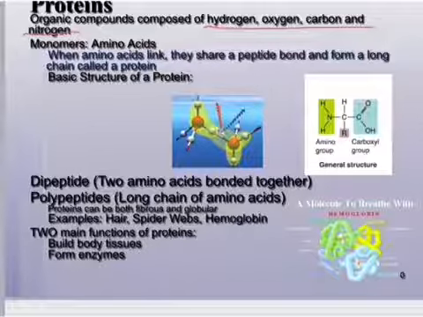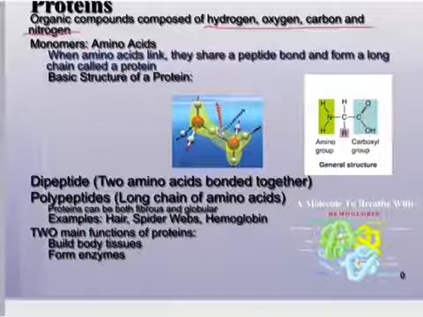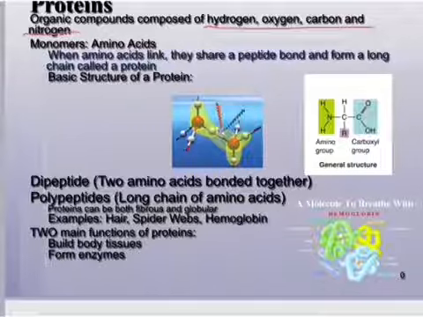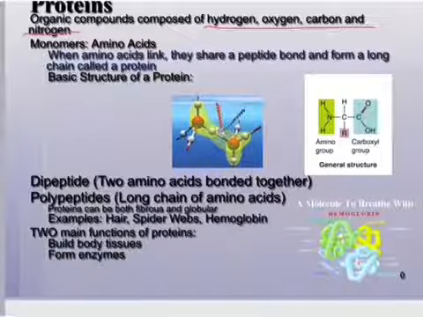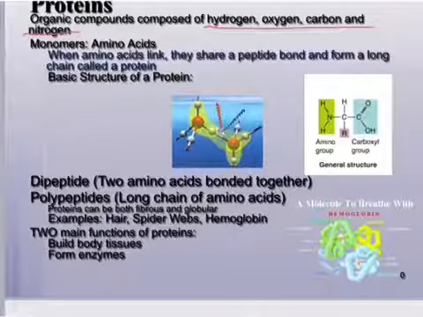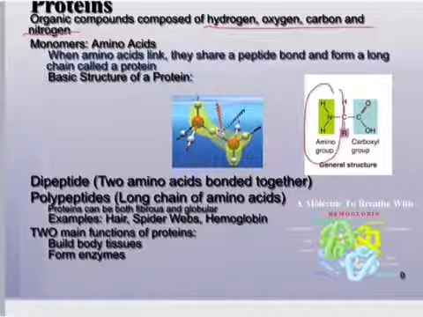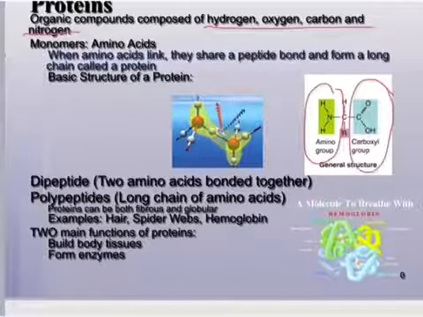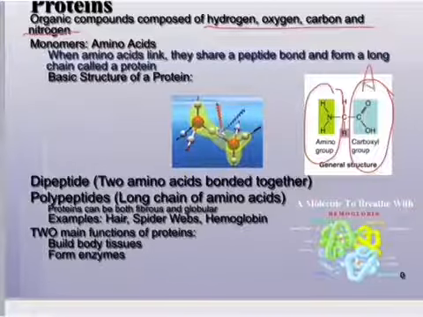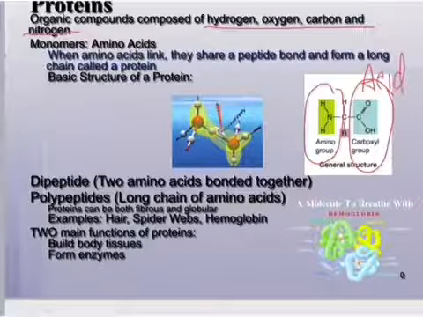The monomer of a protein is called an amino acid. The name amino acid comes from the functional groups that are found within this compound. We'll talk more about functional groups on the upcoming slides, but for right now, the two functional groups that you should be able to identify in an amino acid are the amino group and the carboxyl group.